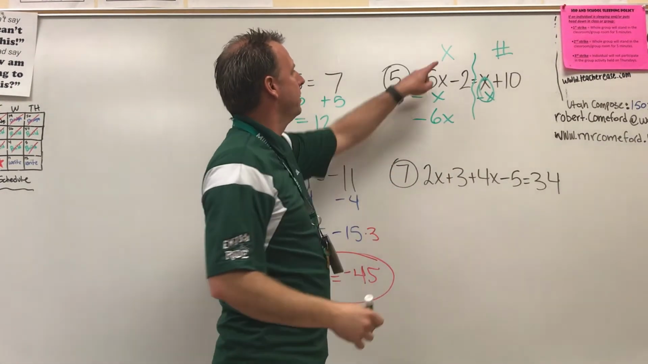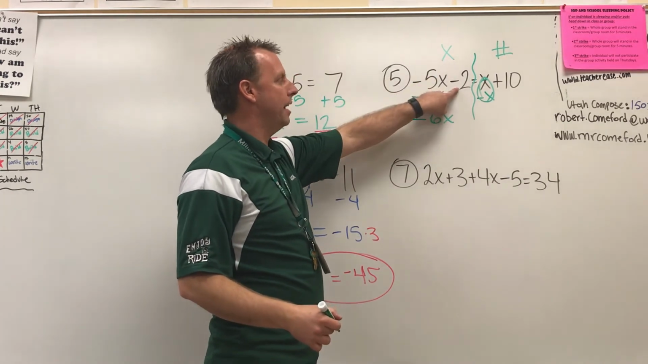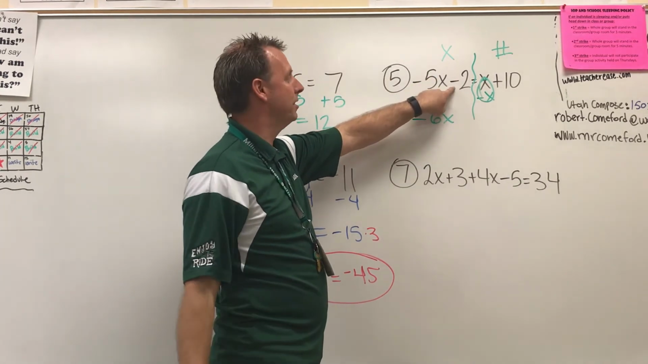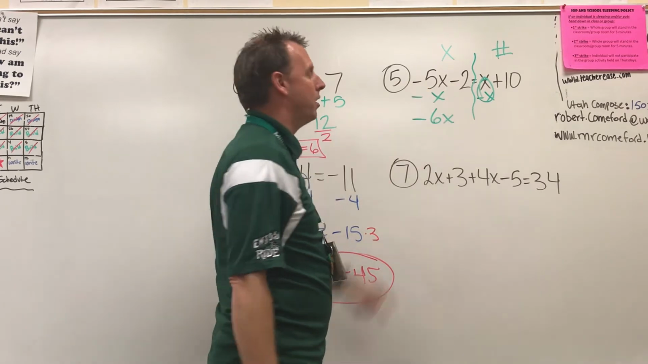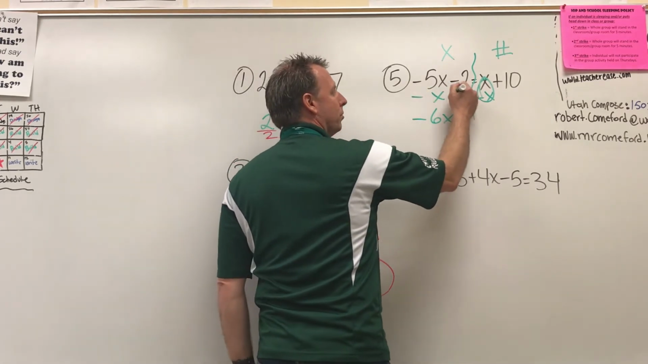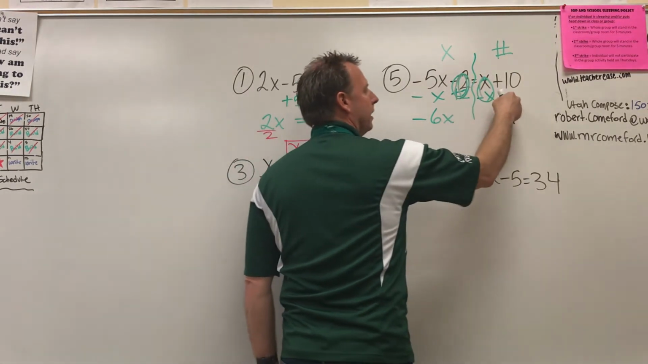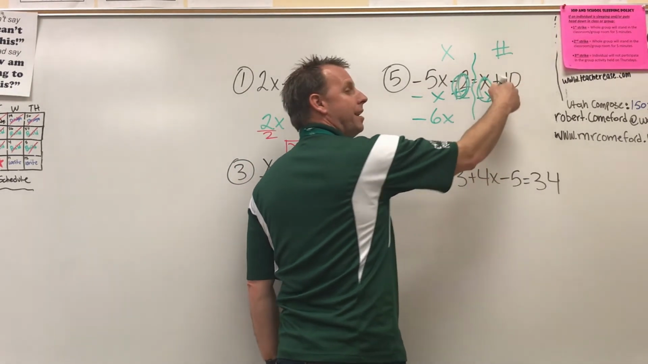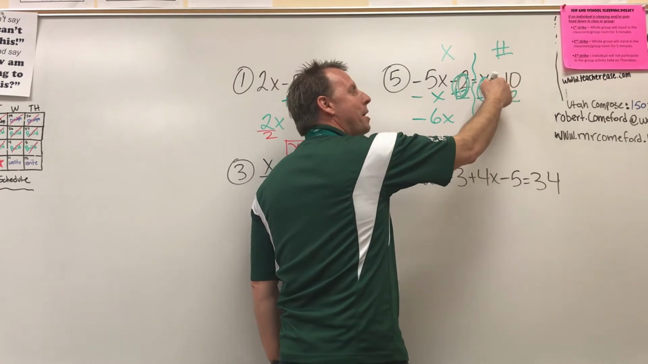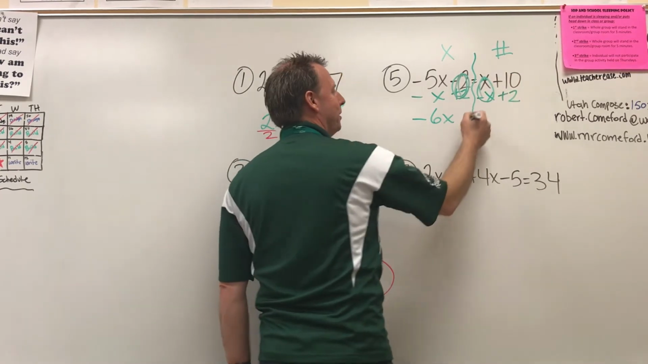While I'm at it, if this is my side for x's, that means that negative 2 has got to go. This is not the side for numbers. That number's got to go. The opposite of minus 2, plus 2, he cancels out. Whatever I do to one side, I got to do to the other. 10 plus 12. 10 plus 2 is 12. Getting a little ahead of myself.